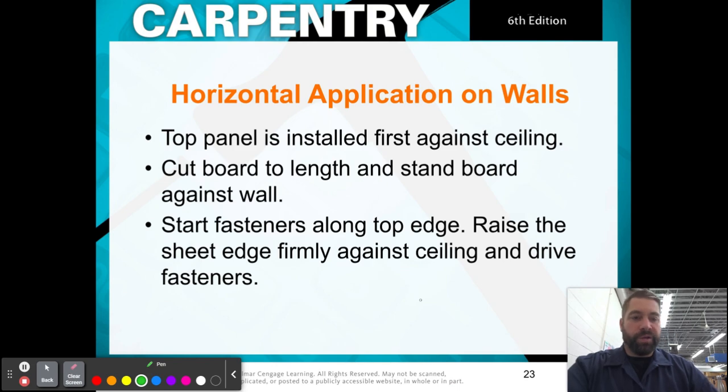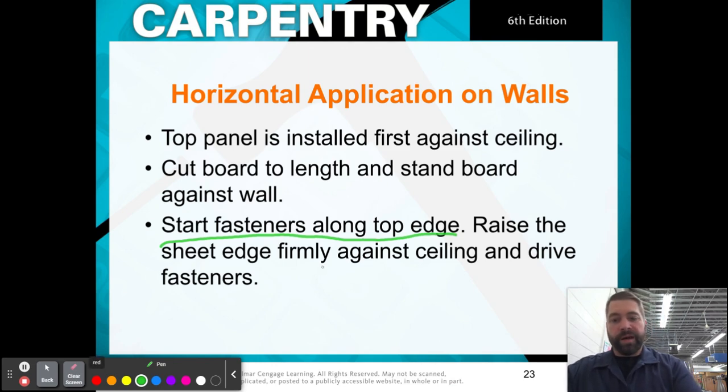So when you apply on walls, usually you do this after you do the ceilings. The top panel is installed against the ceiling first. So after you install the ceiling, you can cut the board for the wall to length and then stand it right up against the wall. Start your fasteners along the top edge and raise the sheet firmly against the ceiling and drive fasteners. So there's different ways to do this.